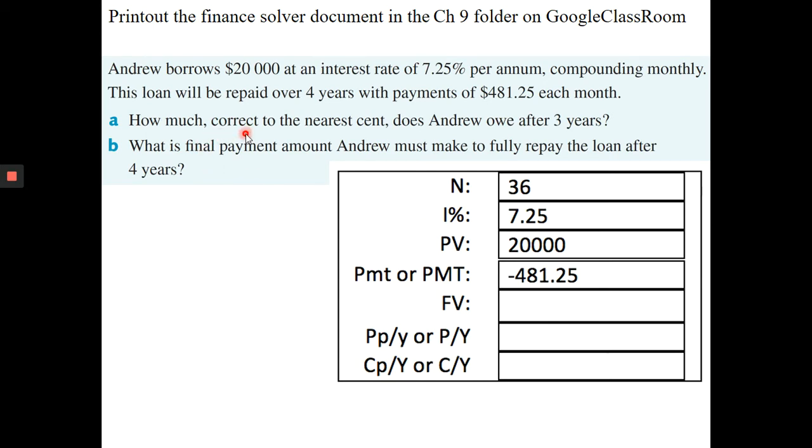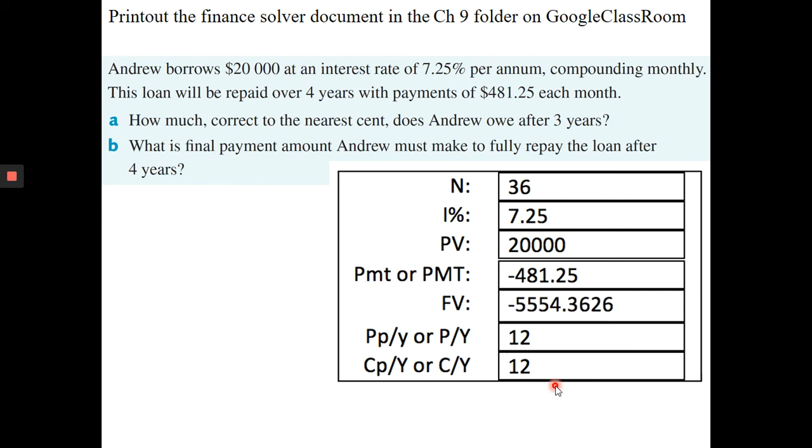How much does Andrew owe after 3 years? So that's what we're trying to find. So you leave that bit blank. If you leave that bit blank, when you press enter, that's what it'll work out. Now, usually when you type in 12 there, 12 will also appear there, because those two things are usually the same. So now you just press enter, and it gives you the answer.